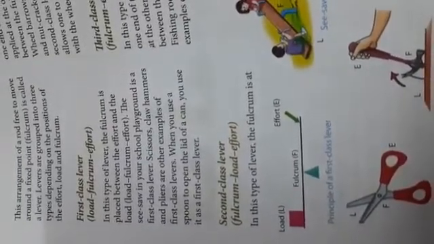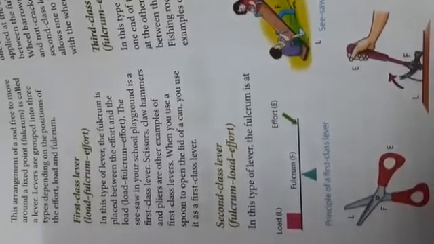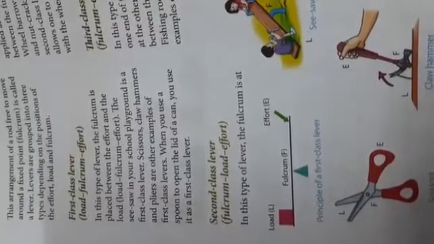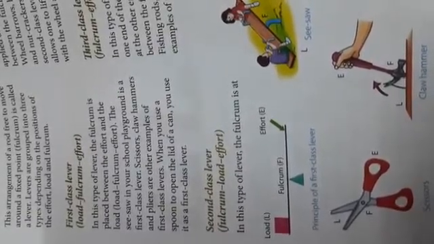This arrangement of a rod free to move around a fixed point, that is the fulcrum, is called a lever. Levers are grouped into three types depending on the positions of the effort, load and fulcrum. The first one is the first class lever, that is load, fulcrum, effort. In this type of lever, the fulcrum is placed between the load and the effort, as you can see in this picture.